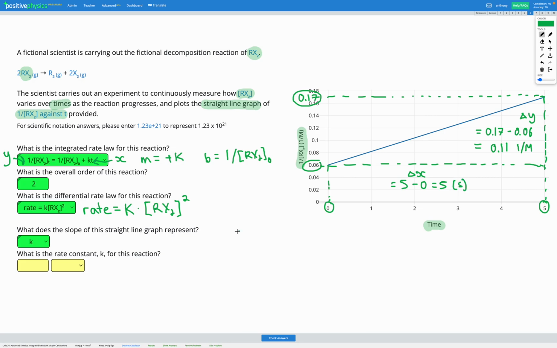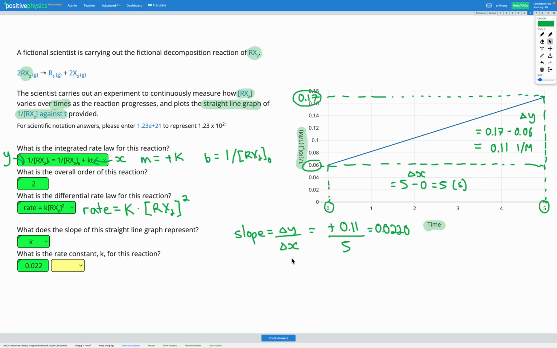Okay, so for my slope, that's going to be my change in y divided by my change in x. My change in y is positive 0.11. My change in x is 5. So putting that into my calculator, I get a slope of 0.0220. So we can fill that in for our rate constant here. Awesome, that's correct.